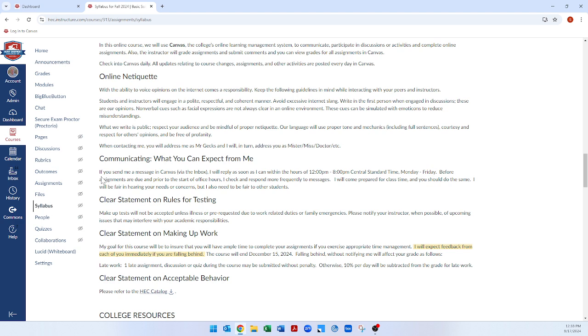Let's see, what does it say here? If you send me a message in Canvas by the inbox, I'll reply as soon as I can within the hours of 12 to 8. Well, we already talked about that. I'll not only reply then, but I'll reply at 8:30 if I'm here and I have my phone. And if I'm in a situation where I'm eating at a restaurant or something like that and it's 9 o'clock, we'll have to postpone it.